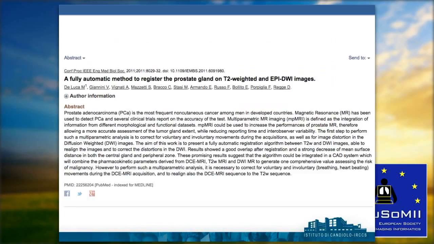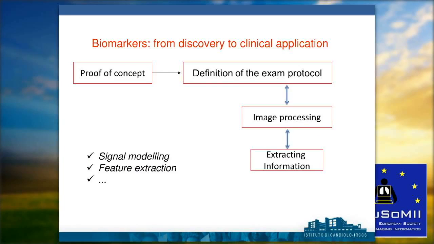For example, we had to develop a fully automatic method to register prostate glands on T2 weighted images, dynamic weighted imaging, and diffusion weighted images. And this is some example of this work, and it's fully automatic. This way it's reliable and not time consuming. And then we have to extract information.